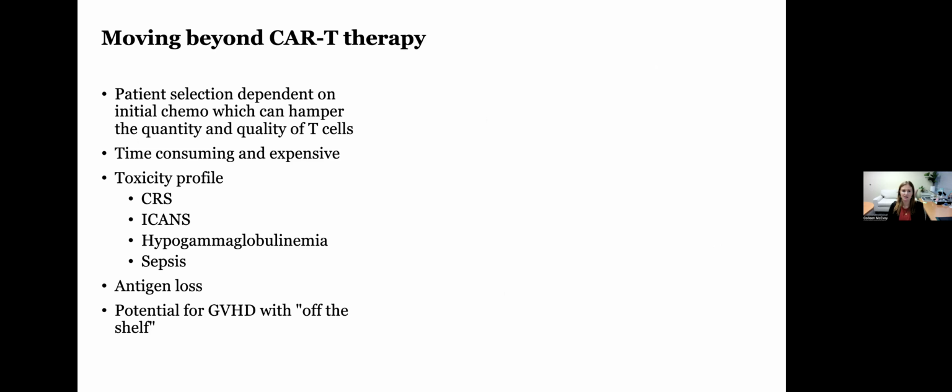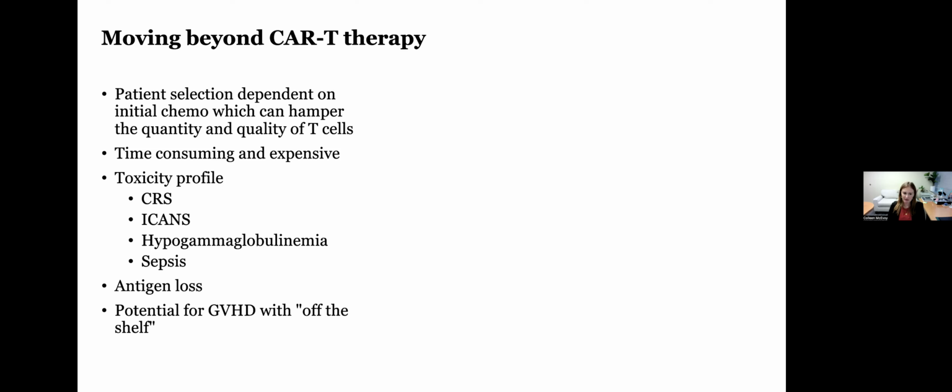So moving beyond CAR T therapy, we talked a little bit about some of the other immune effector cell therapies, but why are we trying to move beyond CAR T? So I told you that CAR T seems to be working really well for treatment of the cancer, but with this side effect profile, it can be hard. It's also very time consuming and expensive. It uses mostly autologous cells, and it can be very expensive to do that.